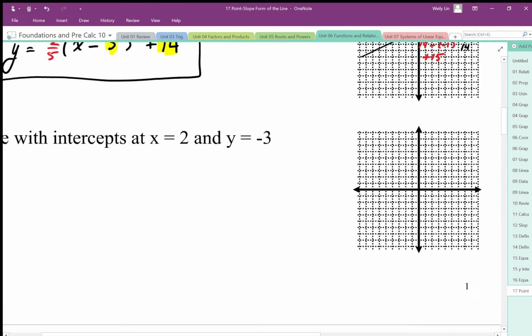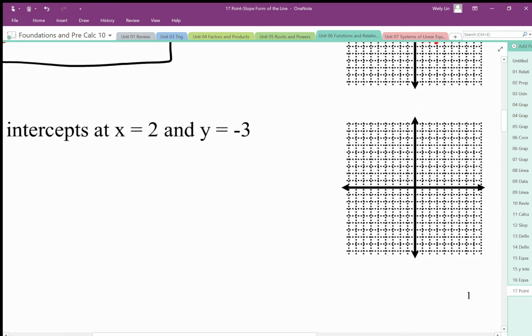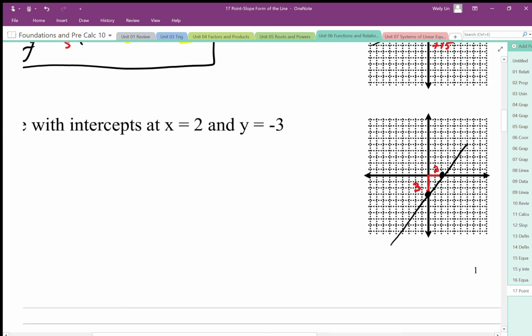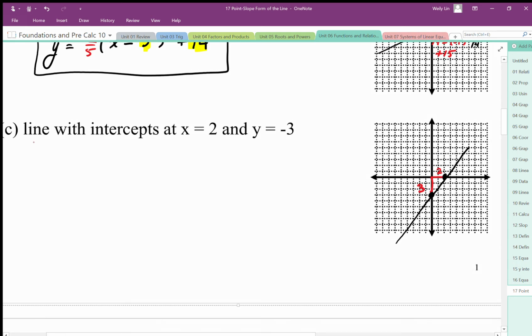So here we've been given the intercepts. The x-intercept is 2. The y-intercept is -3. I've got my line that goes through like this. I've got a nice convenient triangle I can use here. Okay, so it goes 3 and 2, so it goes up 3 over 2. So my slope is equal to 3 over 2.